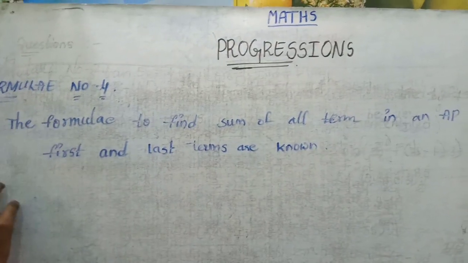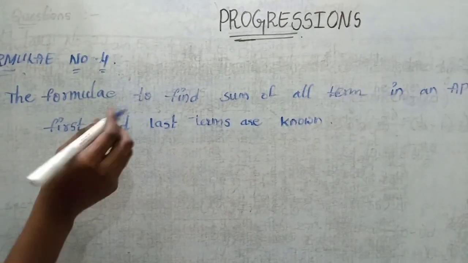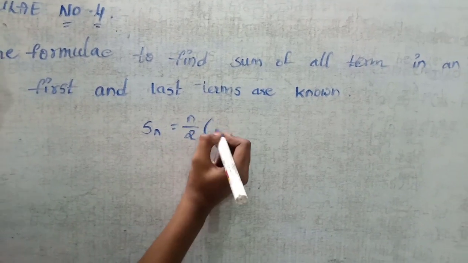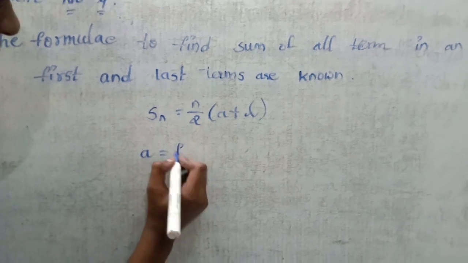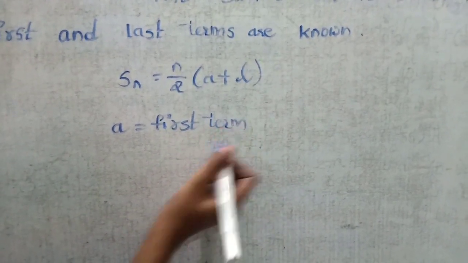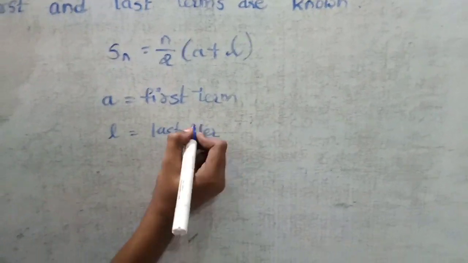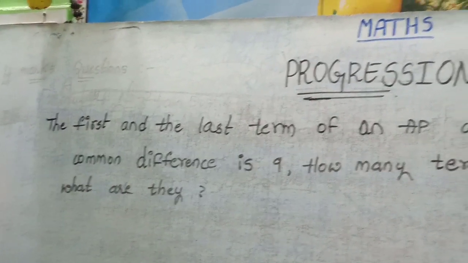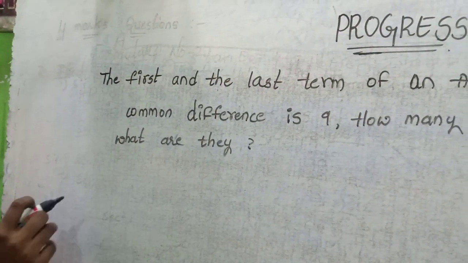Formula number 4. The formula to find the sum of all terms in an AP when the first and the last term are known is Sn is equal to n by 2 into A plus L. A is the first term and L is the last term. Based on the formula, Sn is equal to n by 2 into A plus L. Now we will do one problem.